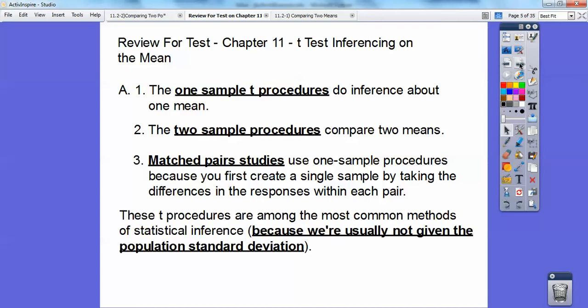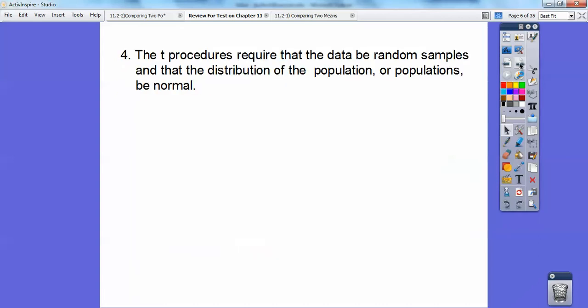So these t procedures are among the most common methods of statistical inference because we're usually not given the population standard deviations, okay? If you were given the standard deviation of the population, you'd be doing a z inference test, okay? But since we don't, we do a t, and that's most of the time.